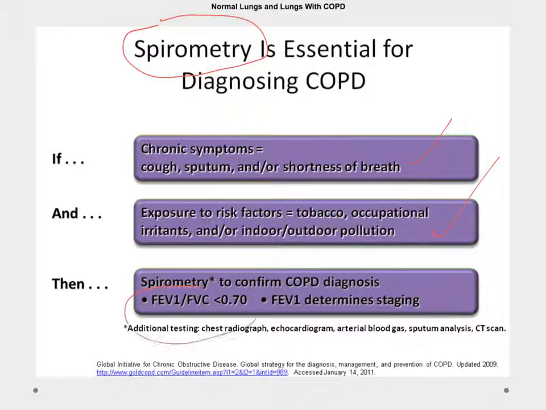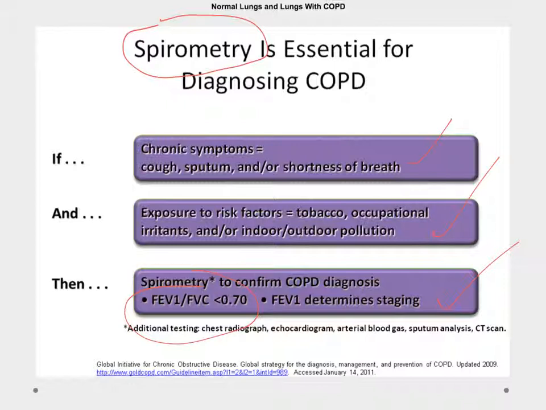Here are some numbers here. You don't have to know that. This is forced expiratory volume and things like that. Respiratory therapy and the pulmonologist will take care of these numbers. But basically what we need to know is that the third step to definitively diagnose a patient with COPD is to do that spirometry.